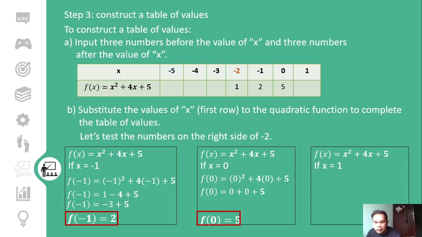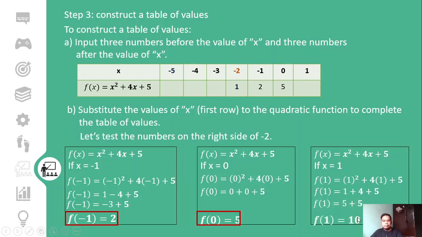Let's test the function of x in x squared plus 4x plus 5 if x is equal to positive 1. So f of 1 equals 1 raised to 2 plus 4 times 1 plus 5. Okay? Then f of 1 is equal to 1 raised to 2. 1 raised to 2 is equal to positive 1. Then 4 times 1 plus hindi yan minus. 4 times 1 is positive 4. Then plus 5. Okay? 1 plus 4 is equal to 5. Then copy plus 5. 5 plus 5 is equal to 10.